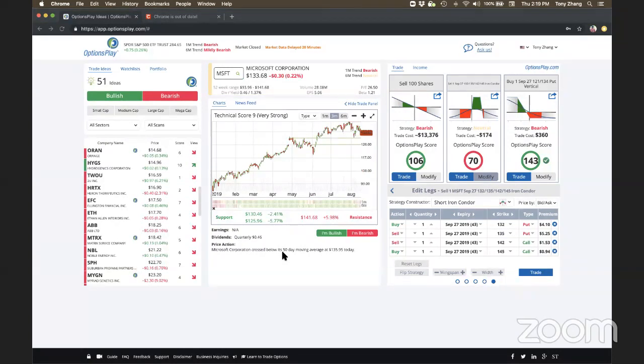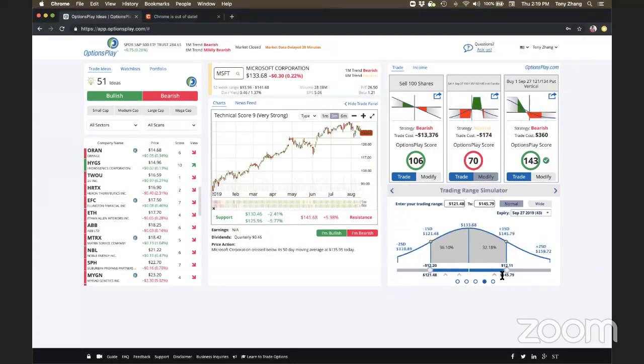So if you think the stock's going to stay within a certain range, the best thing to do is an iron condor between those specific strikes. What you can do is use their range simulator to say, I think the stock's going to be between, what did you say, 138 and 140.